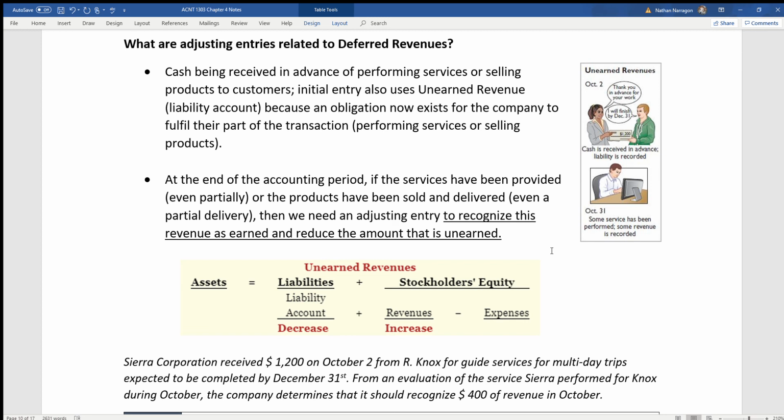For this, at the end, we're going to treat it like this. Notice, it's only affecting the liabilities plus equity side. We are not going to affect an asset with this. And basically, we're going to decrease unearned revenues, or basically our liability account, and increase revenue. Again, now it went from unearned to earned.